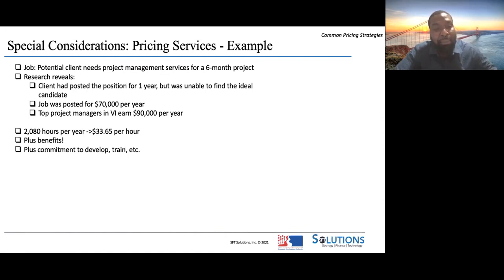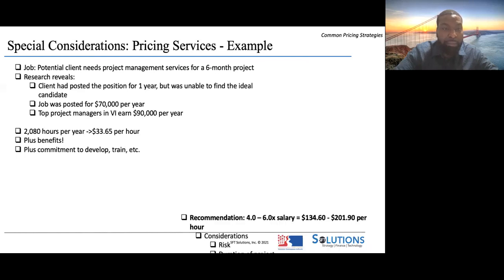But then you got to add benefits onto that, right? So it's not just $34 an hour. And if you were the client and you're hiring an employee, then you got to develop them, you got to train them. There's other costs associated with it. So if the client is coming to you and says, you know what, I need a great project manager, but I only want them for 6 months, there's a lot of things that you have to take into consideration while pricing that contract.